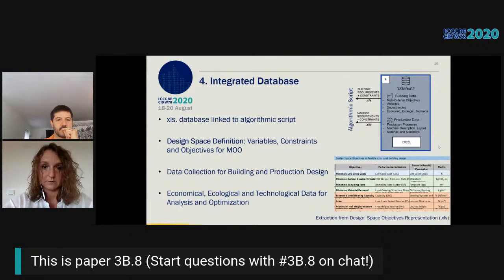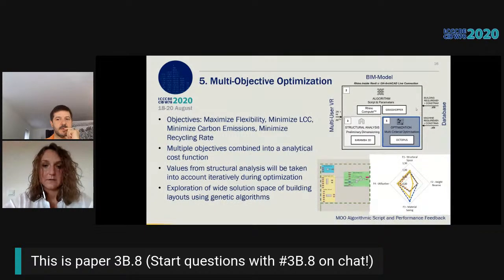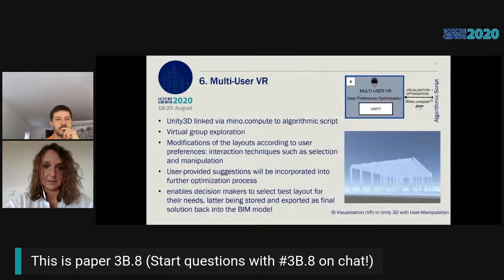In the first step, we have to define the integrated database. We have to define the design space definition for multi-objective optimization. It will contain all the data for building and production design, which we need. And ecological and technological data will be integrated. The multi-objective optimization will maximize flexibility, minimize life cycle cost, minimize carbon emissions, and minimize recycling rate. And as I said, the values from structural analysis will be taken into account iteratively.